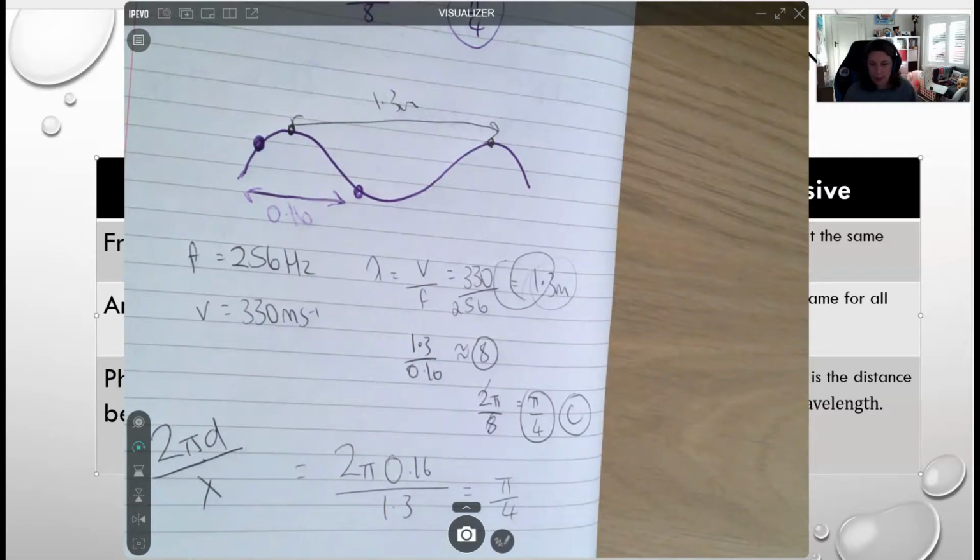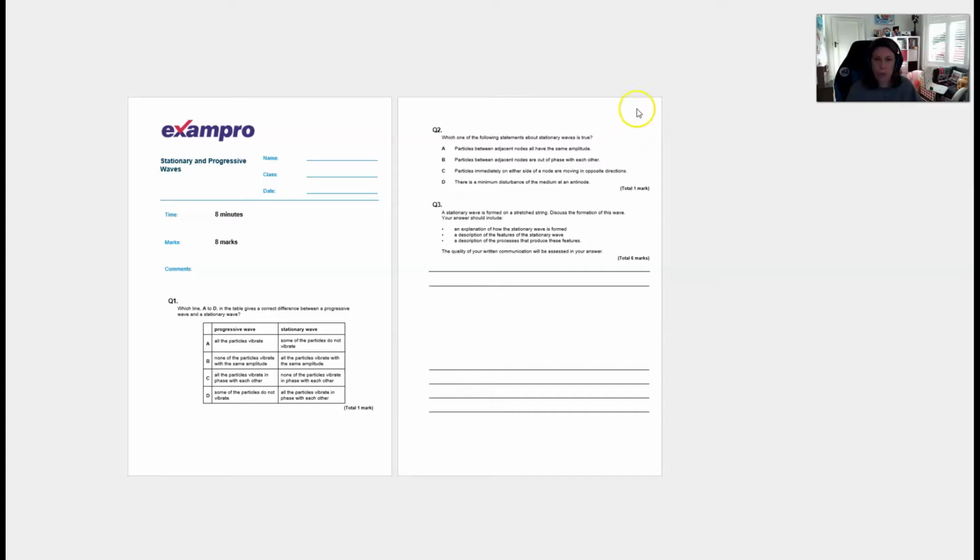Okay, so I'd like you to just make sure you've got all those notes, and then I'd like you to have a go at this exam question. There's only 8 marks, so it should just take you 10 minutes, and I'll pop the answer on the classroom as well, and then you can mark it.